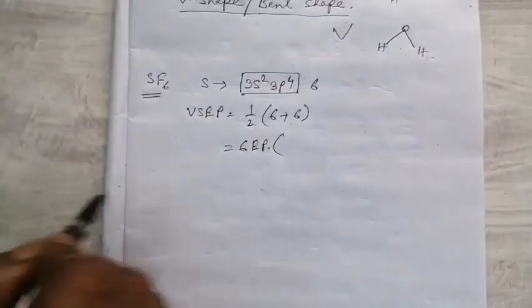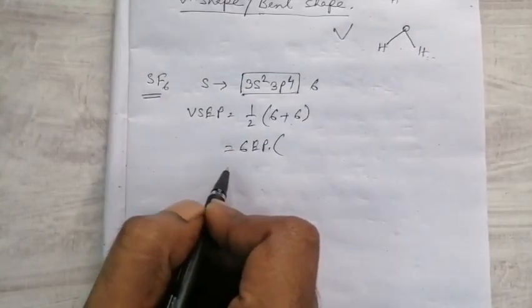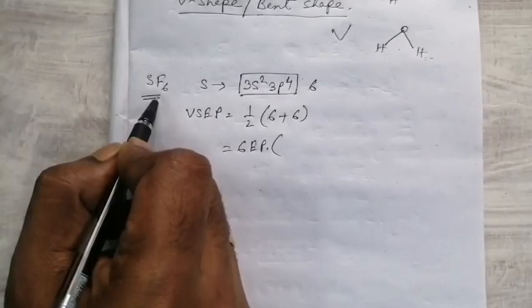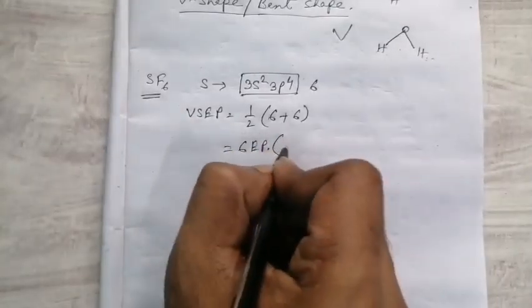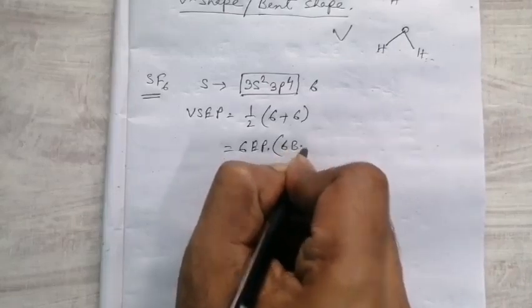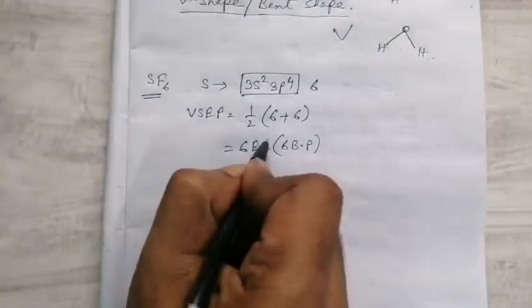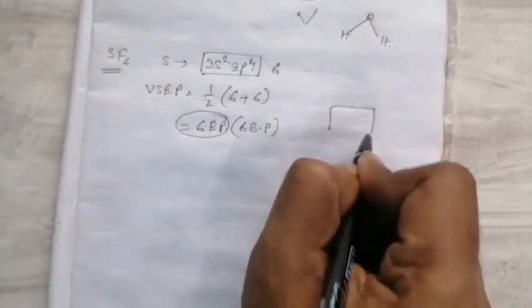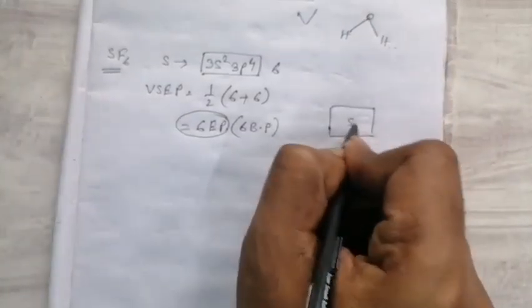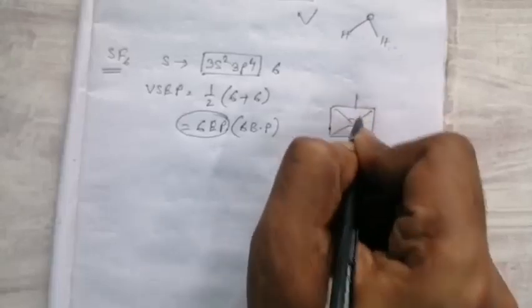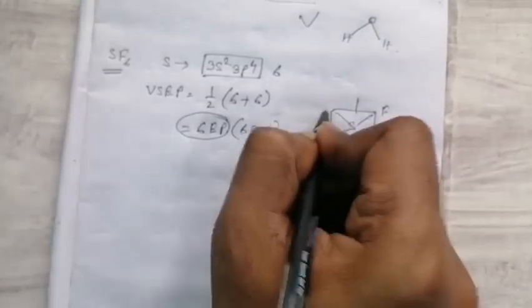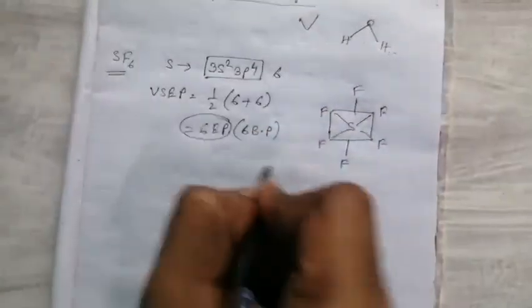Now 6 electron pairs, whether they all are bond pairs or lone pairs, you can see sulfur is forming bonds with 6 fluorines. That means it is forming 6 bonds. So 6 bonds means 6 bond pairs. Now when there are 6 electron pairs, we know the shape of the molecule is octahedral.